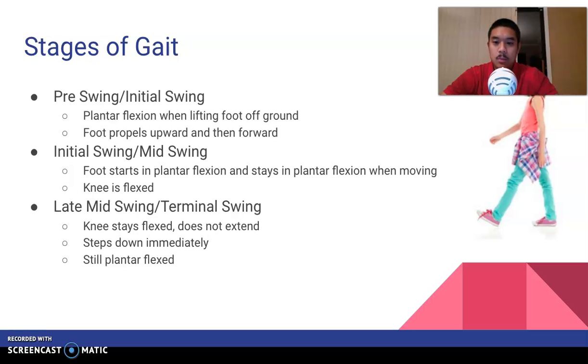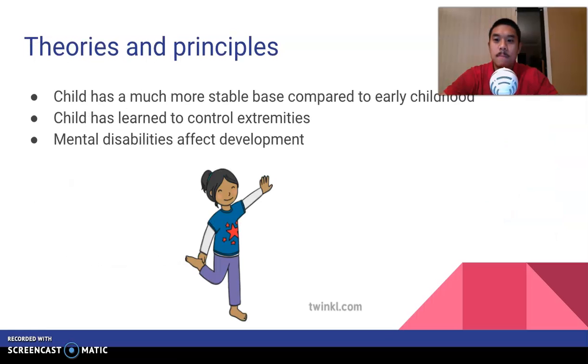In her late mid-swing to terminal swing, she does not extend her knees and instead keeps them flexed and steps down immediately, shortening her stride and still plantar flexed with the feet. Theories and principles: this child has a much more stable base compared to her early childhood because she's developed more leg muscles and has gotten used to walking.